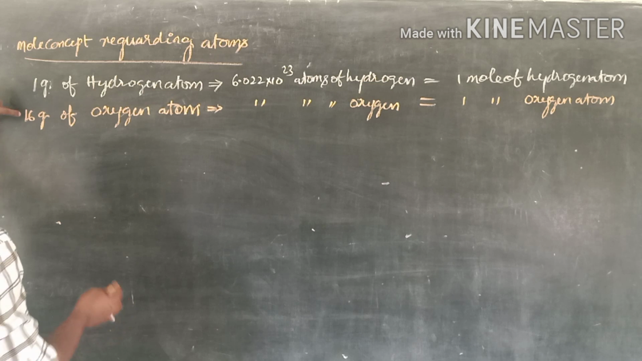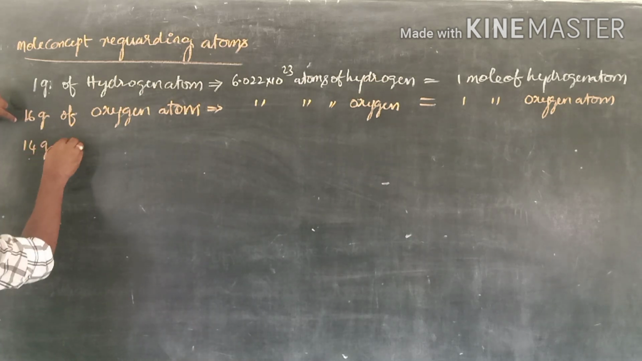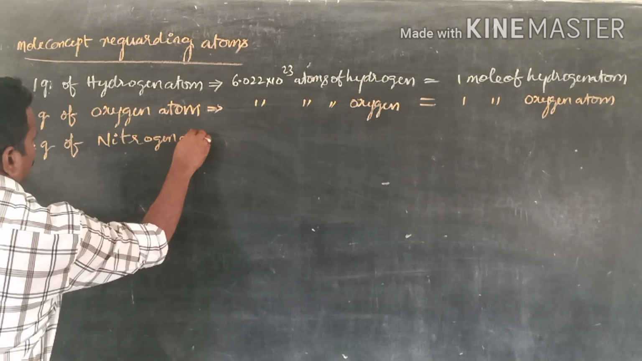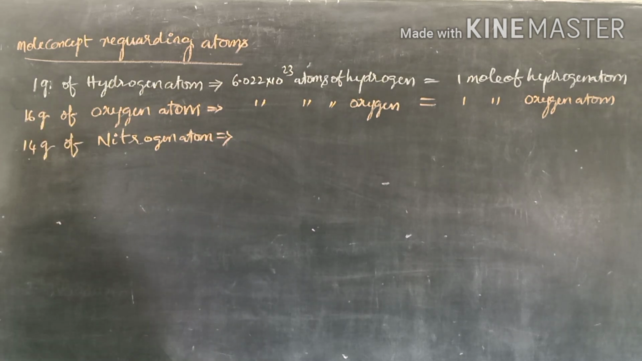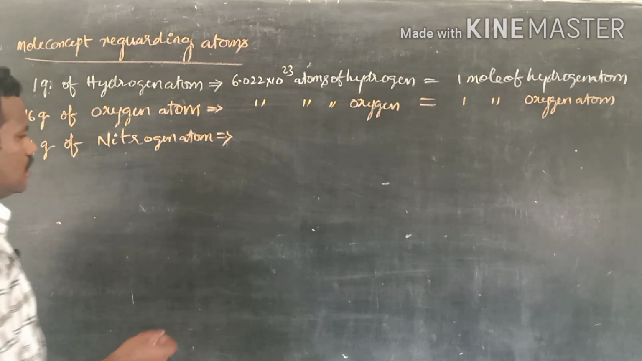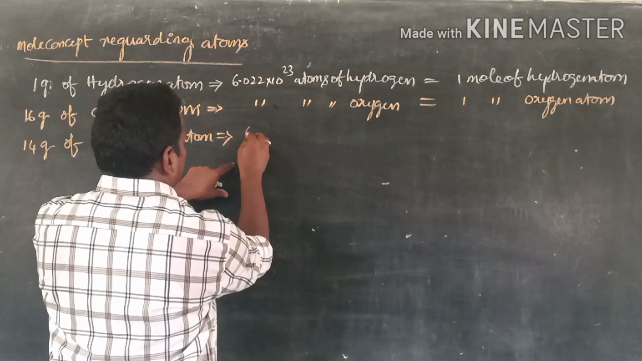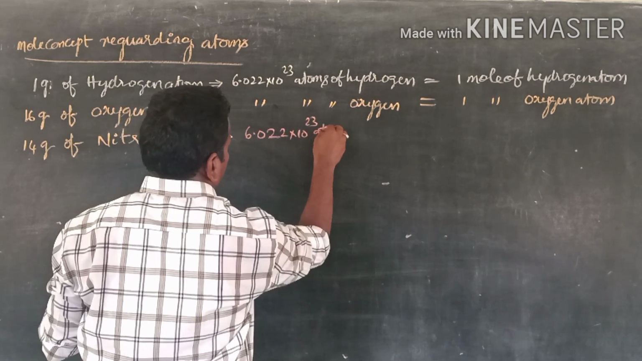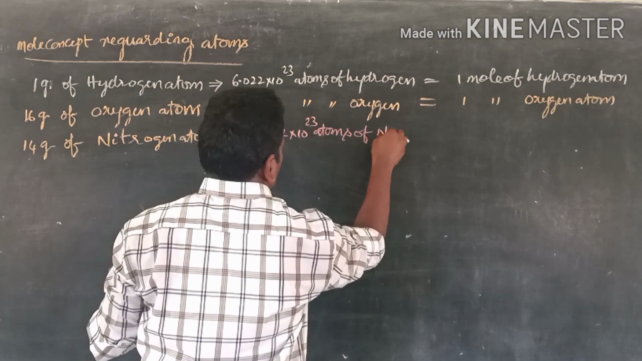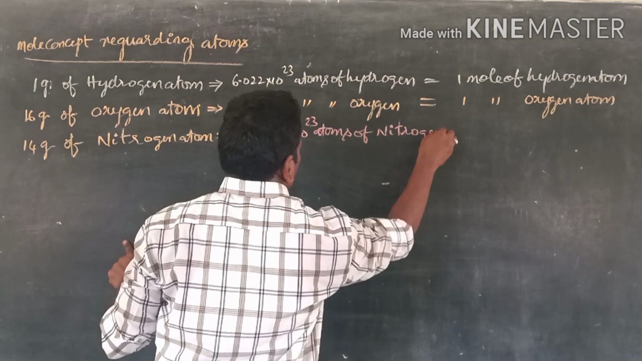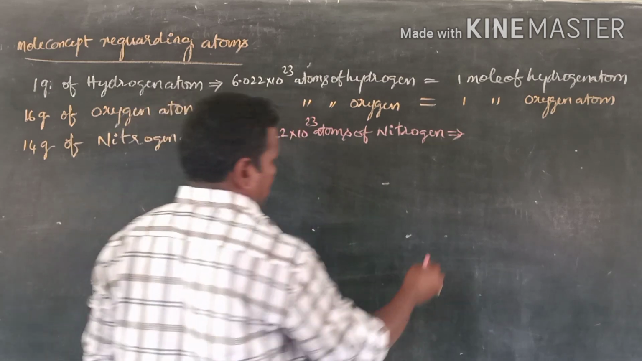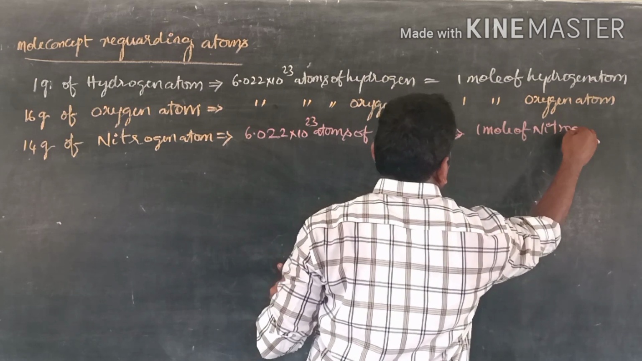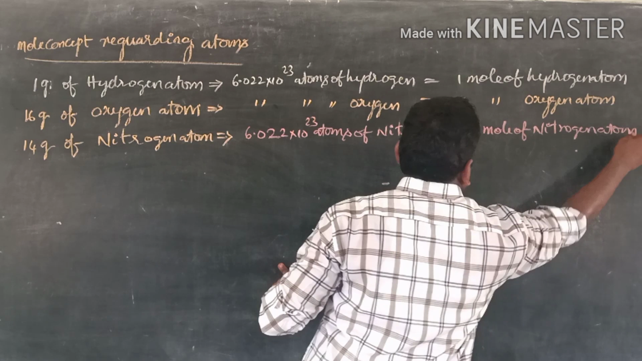Like that only in the case of nitrogen, if we consider 14 grams of nitrogen atom. Sir, why you consider 14 grams? Because the atomic weight of nitrogen, general representation is N 7 14. How many atoms are there? Avogadro number only. That is 6.022 into 10 power 23 atoms of nitrogen. These 6.022 into 10 power 23 atoms of nitrogen is nothing but 1 mole of nitrogen atom.